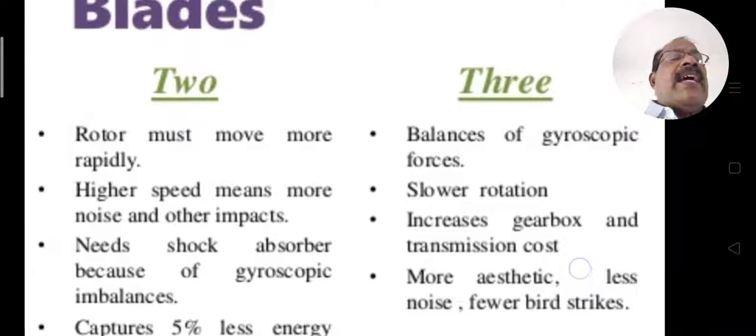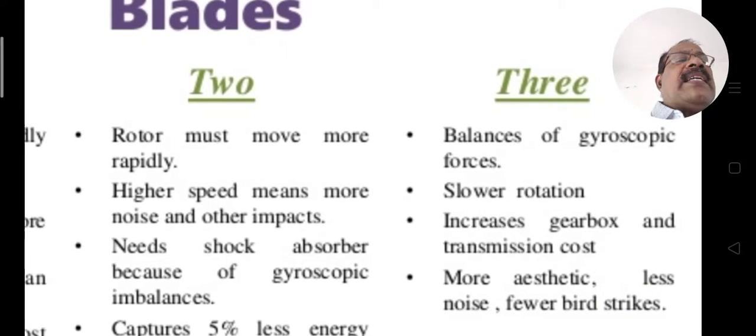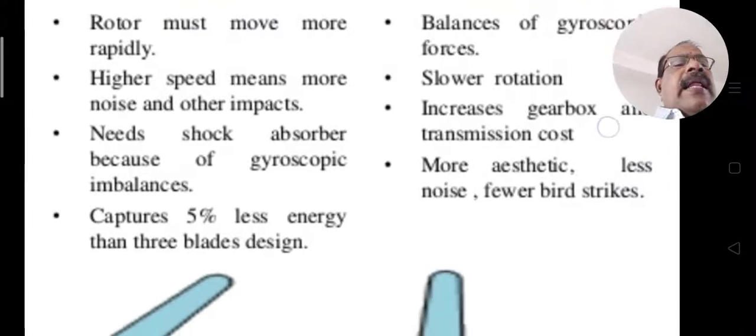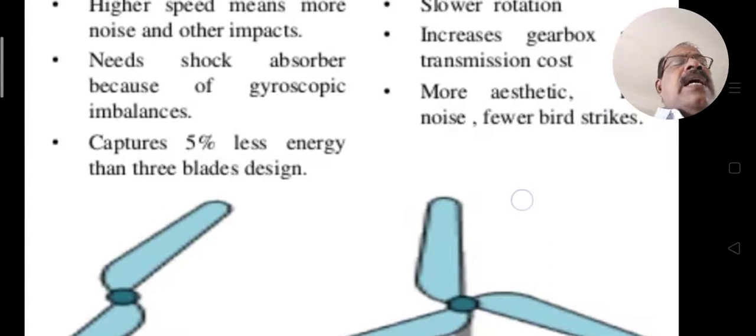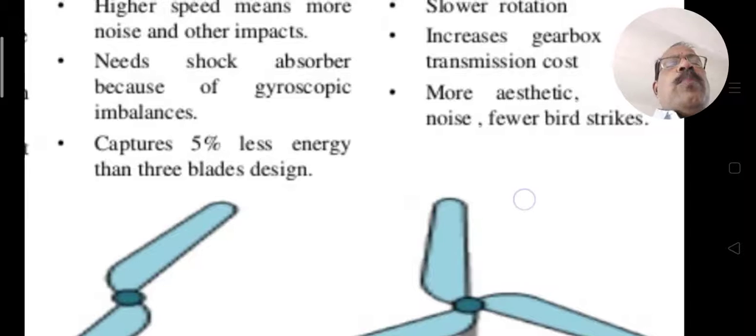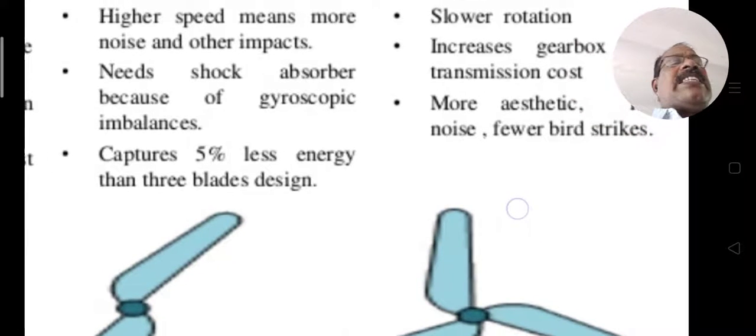Now the 3-blade design. This is a gyroscopically balanced design. Gyroscopic forces are balanced in this 3-blade design, with a slower rotation, though it increases gearbox and transmission cost. It is also the most aesthetic, with less noise and fewer bird strikes. This 3-blade design has fewer bird strikes, but in the 2-blade and 1-blade there are more bird strikes.